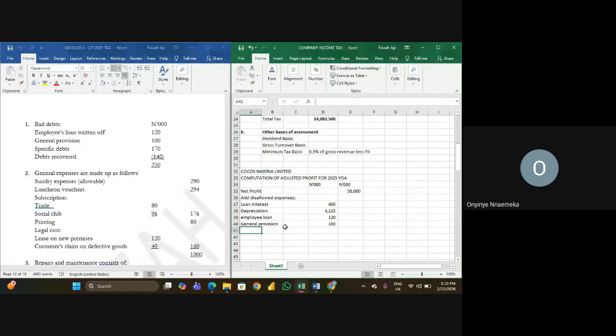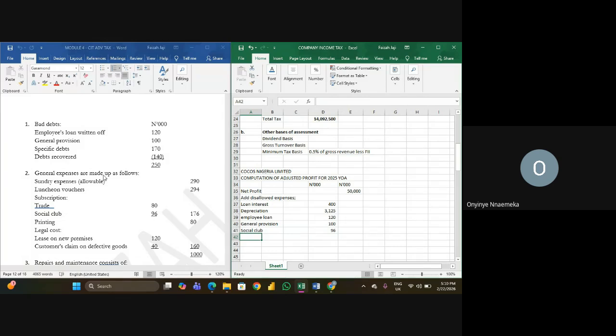So now general expenses are made up of sundry expenses. It is written here that it is allowable. Luncheon vouchers, this one is for everybody. Your staff has to eat. Allowable. Subscription to trade, this is a necessary thing for the company to exist, so of course it's going to be allowable. You are subscribing to your trade. But social club, nobody begged you to go and join any club. It's going to be disallowed. That's 96.